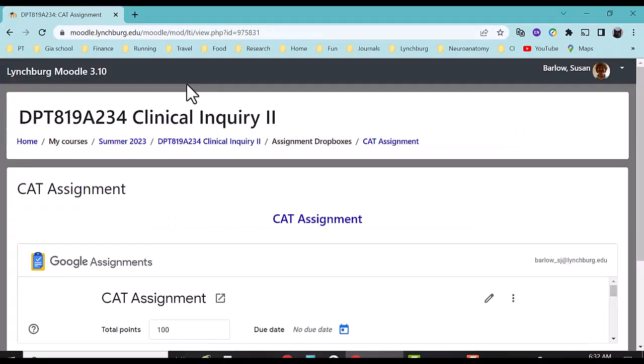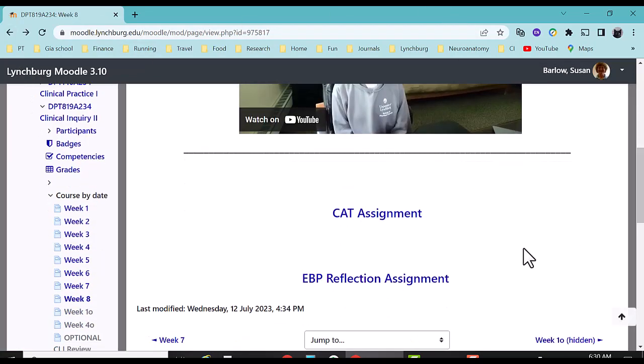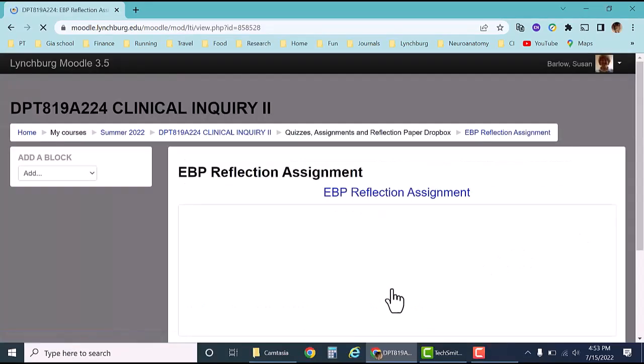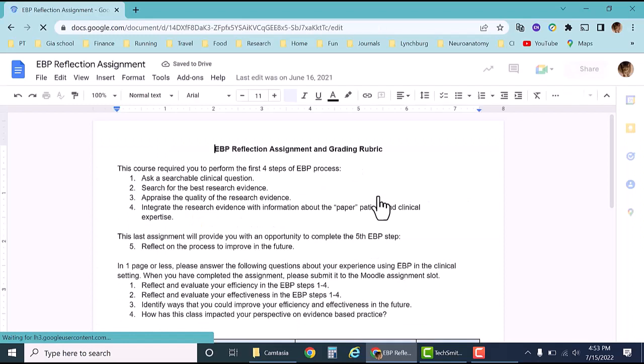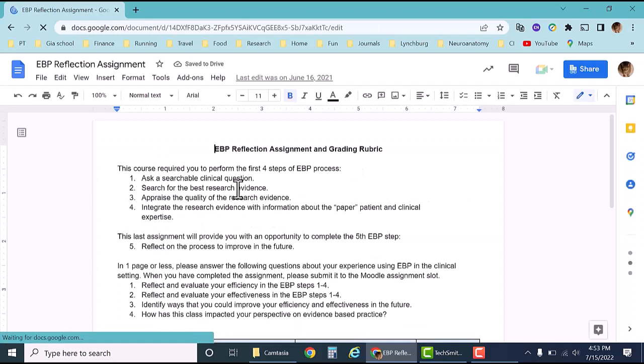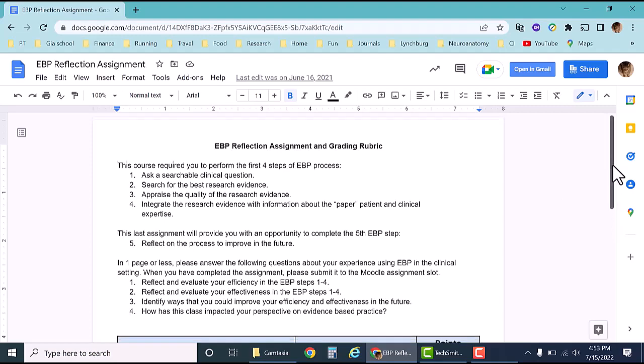In addition to your CAT assignment, you also have an EBP reflection assignment. The EBP reflection assignment is here. Essentially, throughout the course of this semester, we've covered the first 4 steps of the evidence-based practice process, which are listed here. The last step in the evidence-based process is simply to reflect on the process and figure out how you can improve in the future.